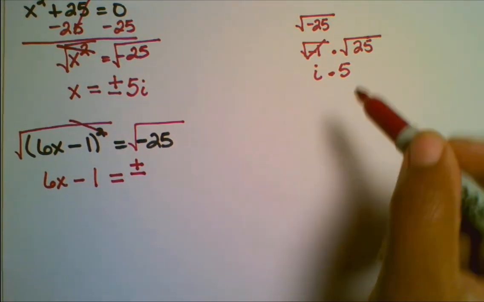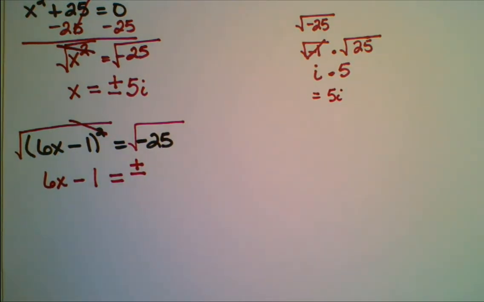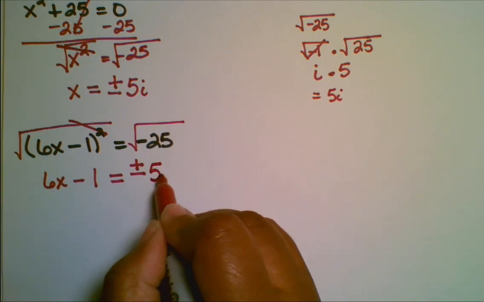Well, we know what the square root of negative 25 is equal to now, because we did it in the previous example. It's 5i.